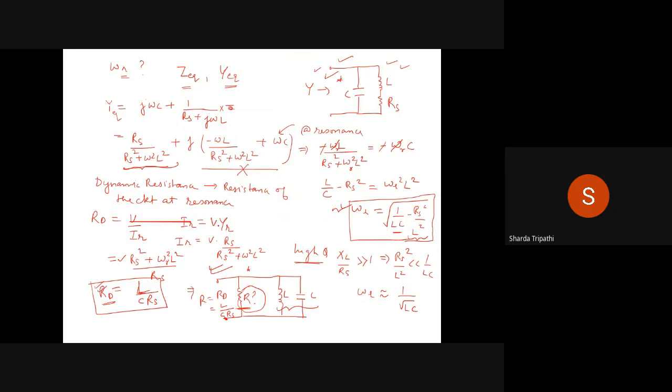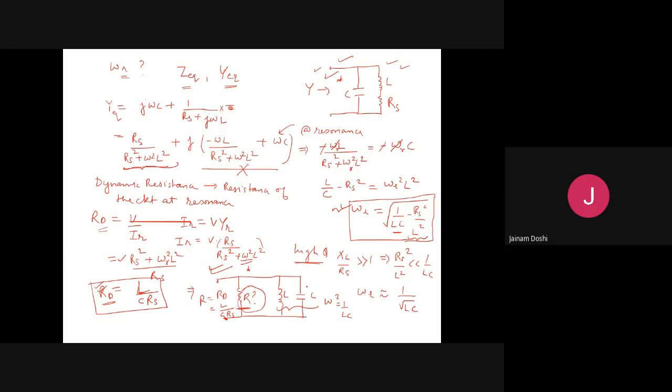Just a minute, let me recall. Here we were finding the dynamic resistance. So we said that resistance in this case is equal to voltage into the admittance, and then IR is equal to V into this thing. Okay? So then V by R. Here what you need to do is substitute the value of omega square. Omega square is equal to 1 upon LC.